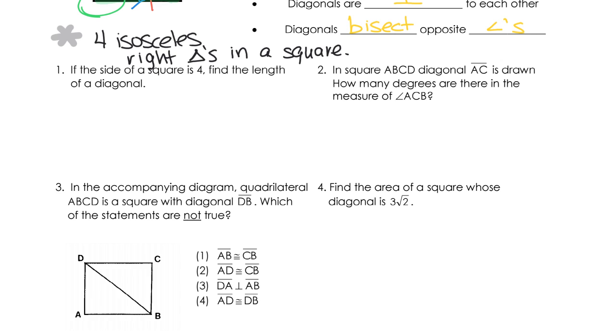Number one, if the side of a square is 4, find the length of a diagonal. So let's go ahead and draw a square. Again, you try to draw it so it has 4 equal sides and 4 right angles. Okay. And they're telling you if a side of a square is 4. So it doesn't matter where I put the 4. In fact, I could put the 4 on all of them since all sides are equal.